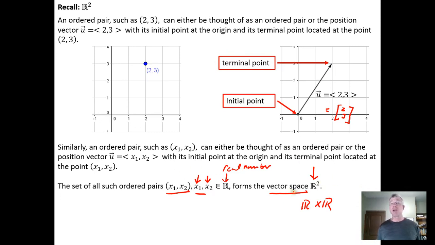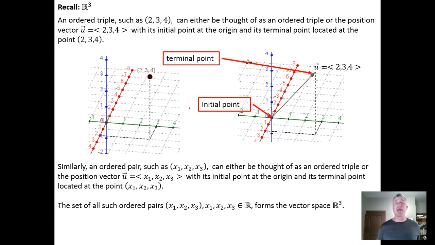So anyways, the vector space R2 is all possible ordered pairs of the form (x1, x2), where you draw x1, x2 from the real number system. And you can extend this to three-dimensional space. So the three-dimensional vector (2, 3, 4) is going to pin down a position in three-dimensional space, and we can think of that ordered triple as establishing a position vector whose initial point is again at the origin and whose terminal point ends at the point (2, 3, 4).